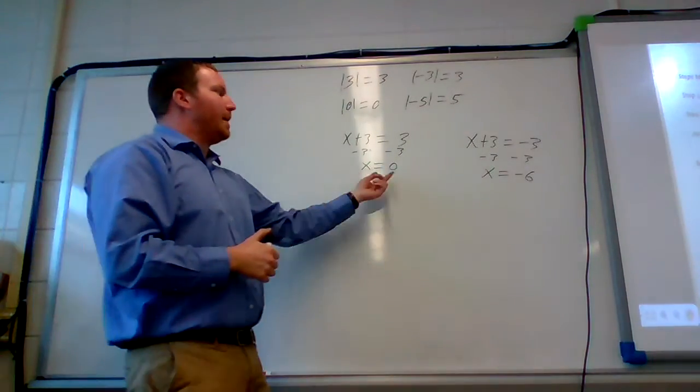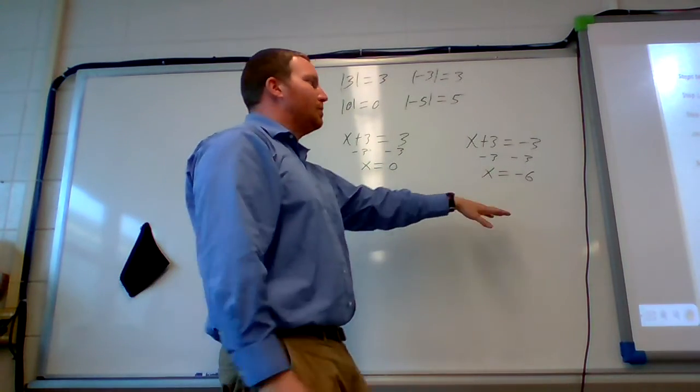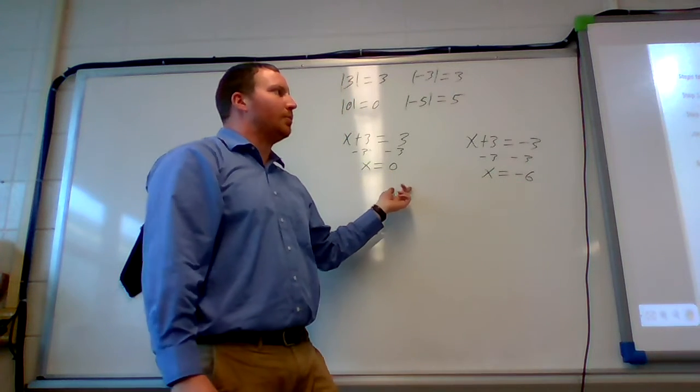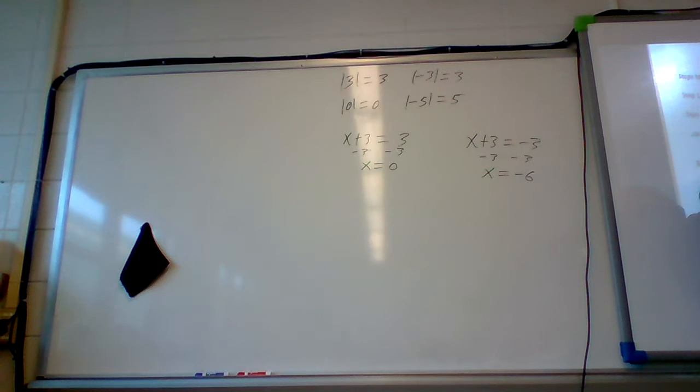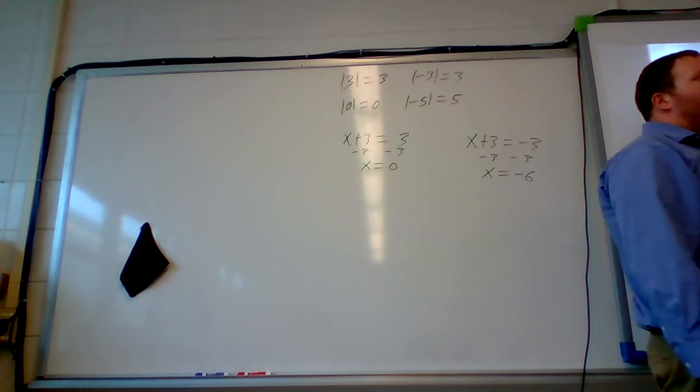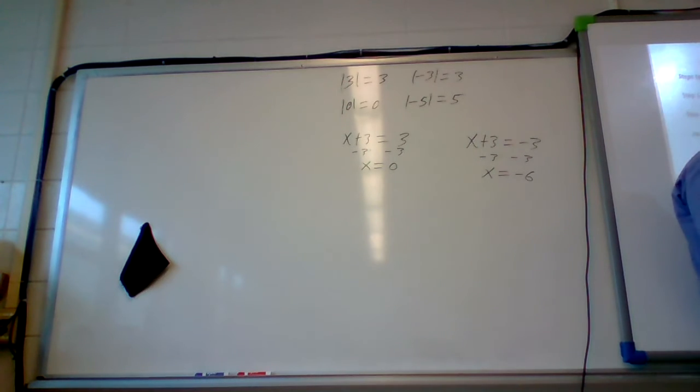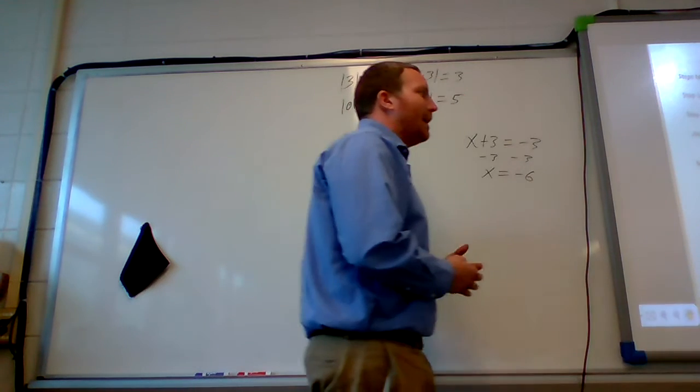Once we have these values, we can check to make sure those are true solutions to what we started with. You can plug them in, right? So 0 plus 3, take the absolute value of that, we get 3, minus 8 gets us negative 5. Or if you plug in negative 6, negative 6 plus 3 gets you negative 3, take the absolute value of that, you get 3, minus 8 gets you negative 5. So both of those check out.